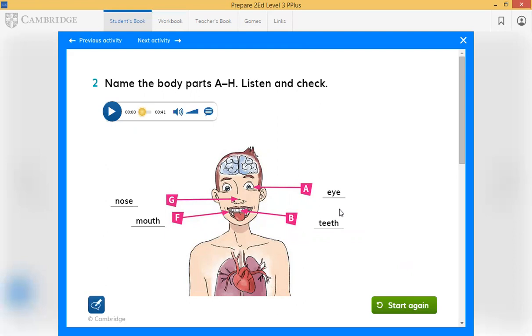You copy? Copy, copy. Okay, let's go to the next activity.